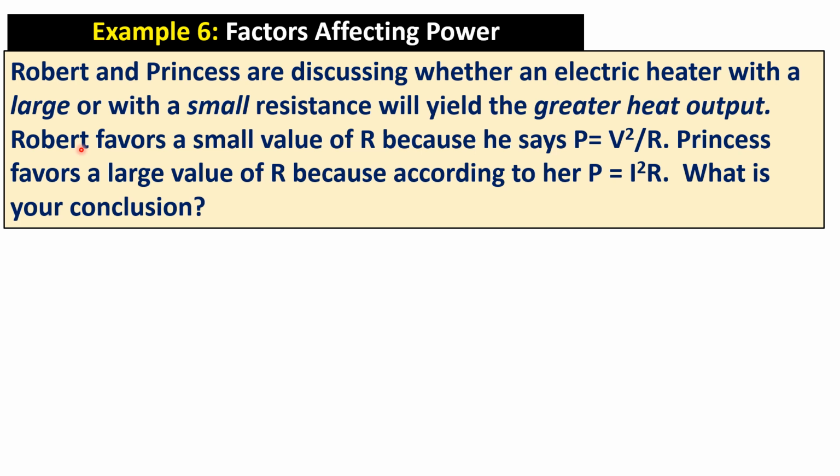We are down to our last question. Factors affecting power. The problem is Robert and Princess are discussing whether an electric heater with a large or a small resistance will yield the greater heat output. Robert favors a small value of R because he says power is equal to V squared over R. Princess favors a large value of R because, according to her, P is equal to I squared times R.